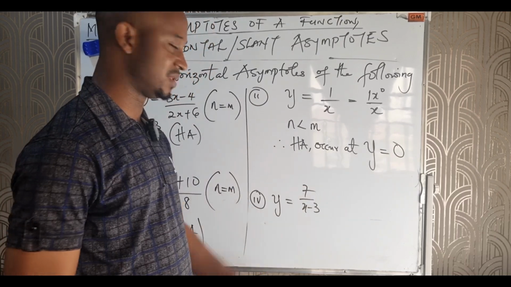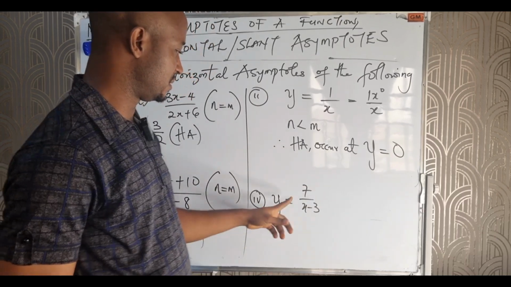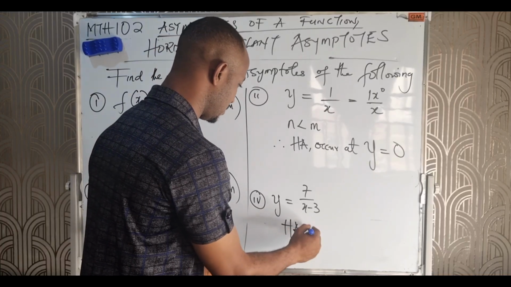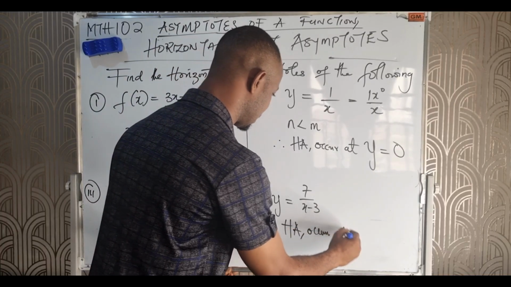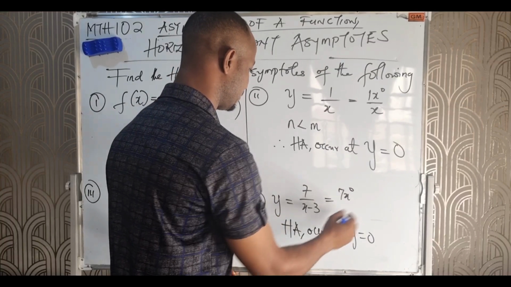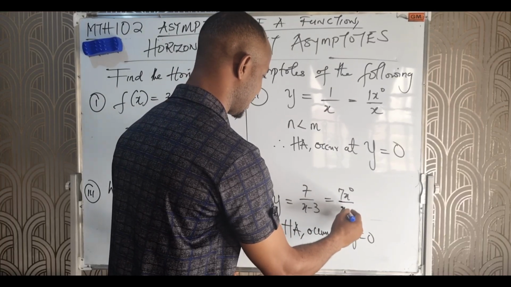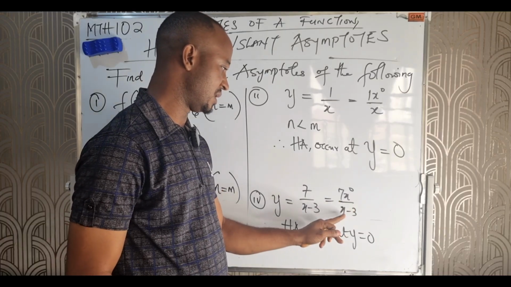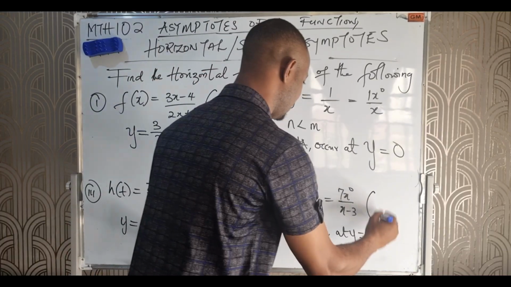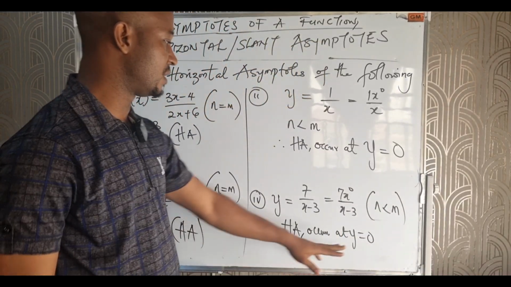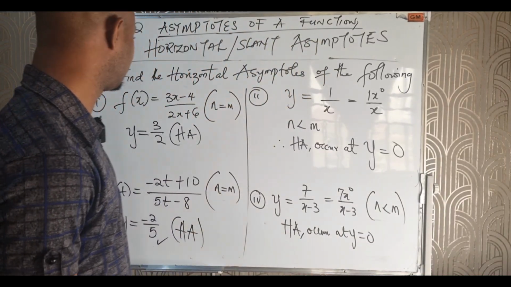You can tell me the answer to this. The same thing: HA occurs at y equals 0, because this can be expressed as 7x to the power of 0 over x minus 3. The degree of the numerator here is 0, and here it is 1. So the same thing, n is less than m. So our HA also occurs at y equals 0.